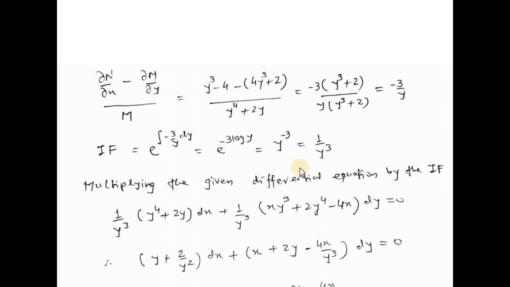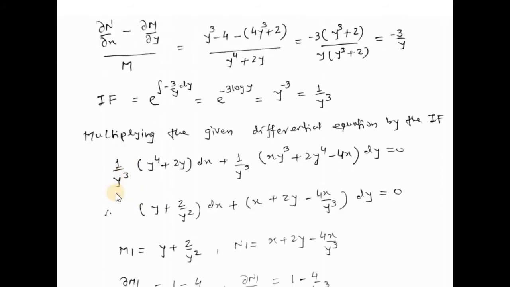Now the given differential equation can be made exact by multiplying it with the integrating factor. If we multiply the given differential equation by the integrating factor, then it will become exact. So (1/y^3)(y^4 + 2y) dx + (1/y^3)(xy^3 + 2y^4 − 4x) dy = 0. If we simplify it, it will be (y + 2/y^2) dx + (x + 2y − 4x/y^3) dy = 0.